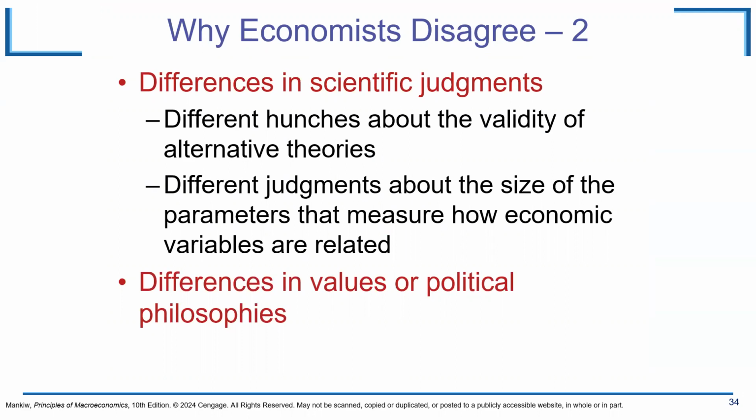Another reason why the economists disagree is because of the difference in scientific judgments. Different economists have different hunches about the validity of alternative theories, and they have different judgments about the size of the parameters that measure how economic variables are related. There are differences in values or political philosophies. So there are so many differences in each individual's mindset. So it is quite normal to have disagreement.